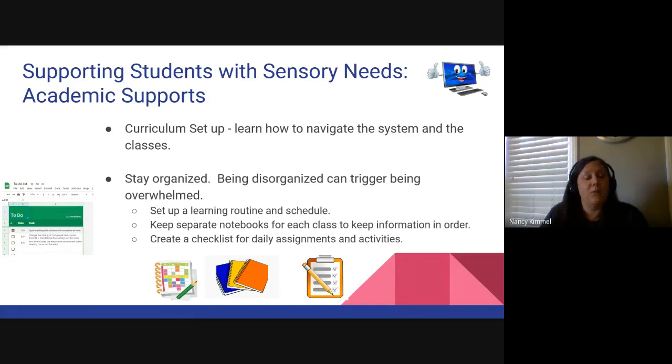So the first thing that we took a look at was just the curriculum setup, especially if you're newer to TRECA. It can take some time to learn how to navigate in the classroom and how to navigate the system in general. So taking that time with your student to really learn the ins and outs of their classes can be really helpful in avoiding sensory overload. And then also set up a learning routine and a schedule. This is very important.